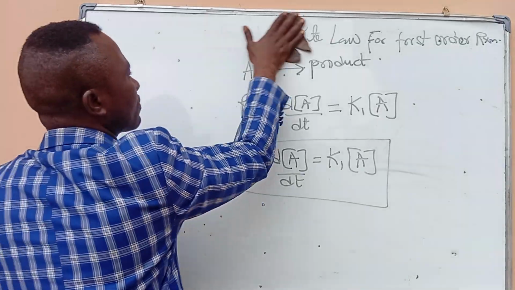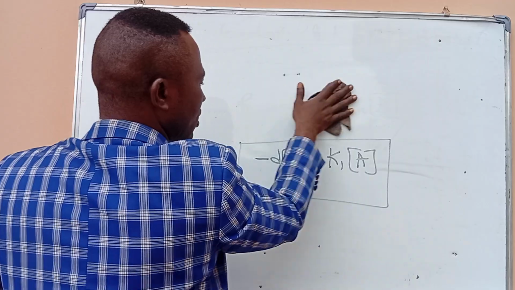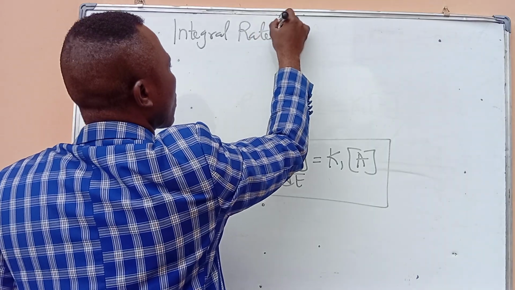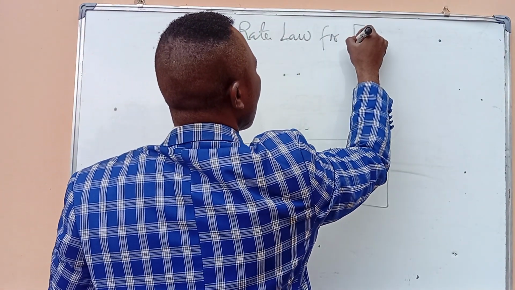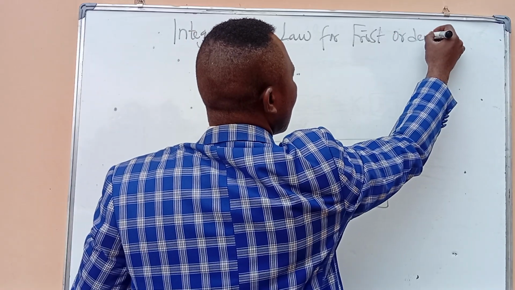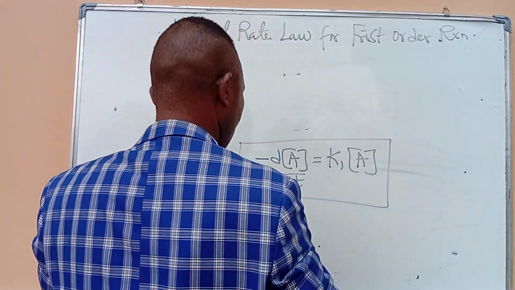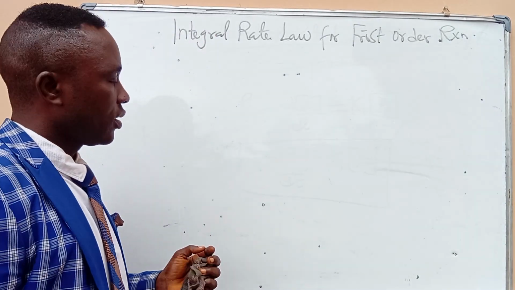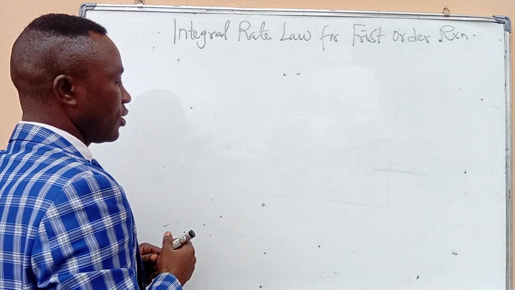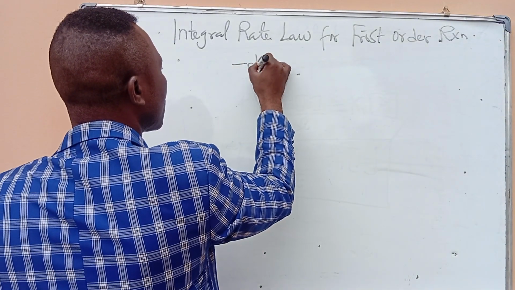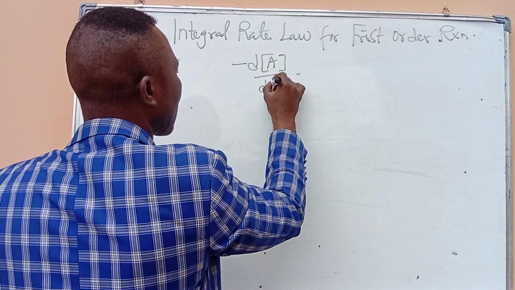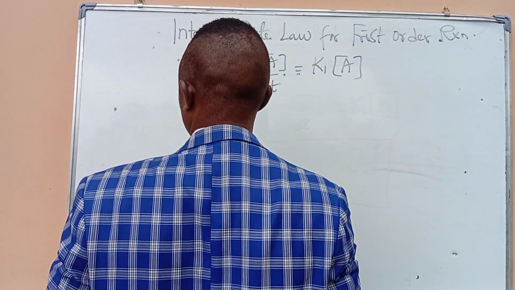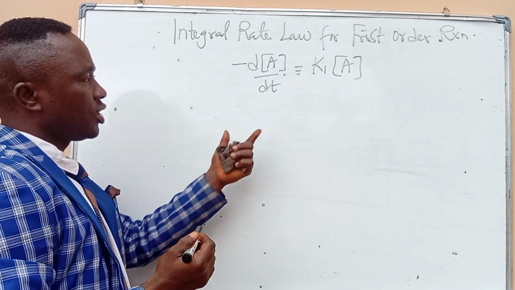Now, having seen this, we see that we can get the integral rate law for a first order reaction. What is the integral rate law? The integral rate law is when we integrate the differential. So the differential rate law says that minus change in concentration of A over change in time will become equals to K1 concentration of the reactant.